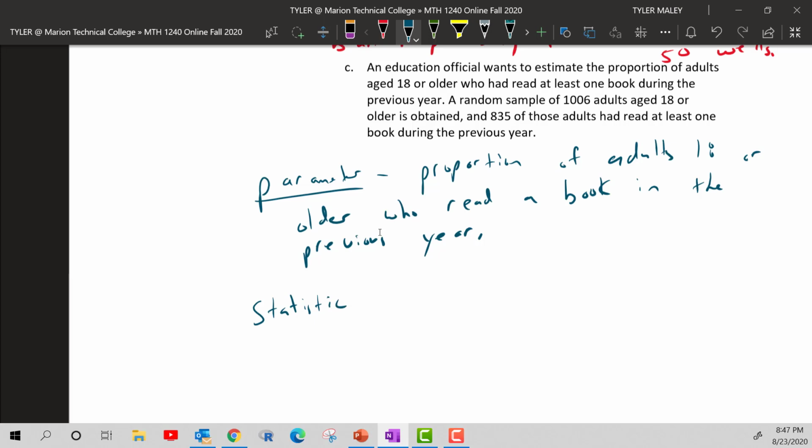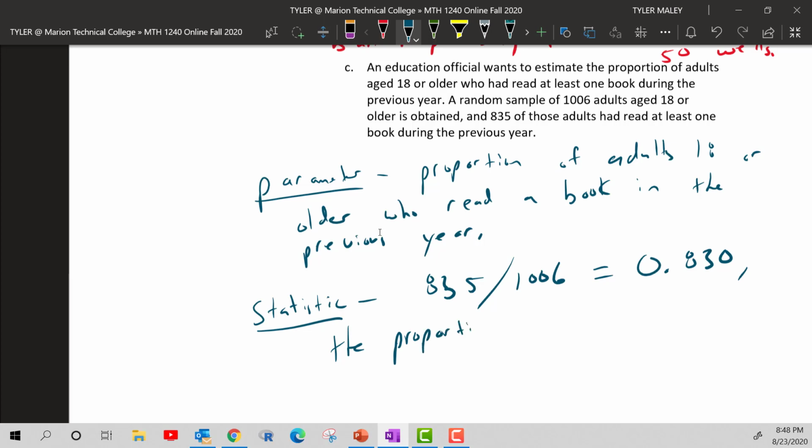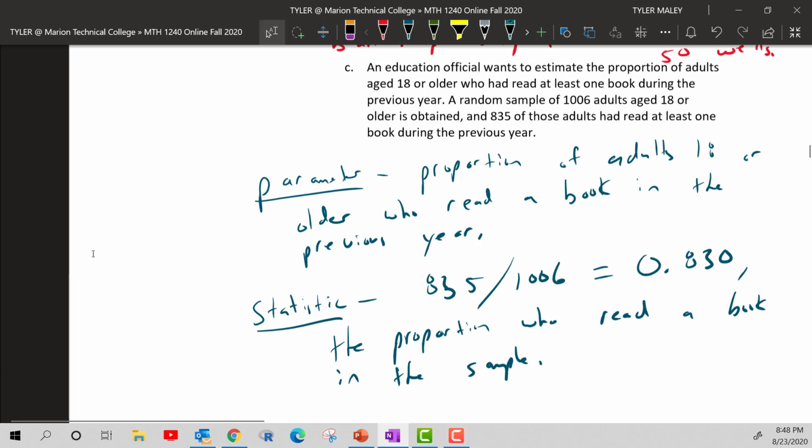And then the statistic, so this is the sample, right? That was 835 out of 1,006 total people in the random sample, which gives me a proportion of 0.830. And that is the proportion who read a book in the sample. All right.